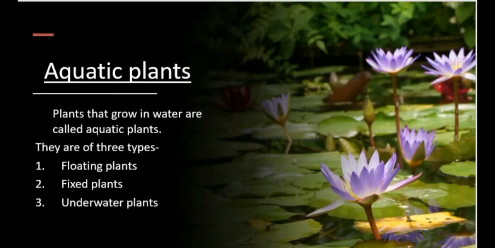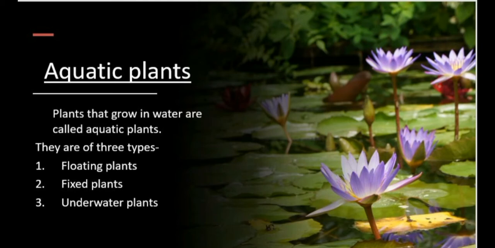Next we will learn about the second category, that is aquatic plants. Aquatic means water. So the plants that grow in water are called aquatic plants. They are of three types: floating plants, fixed plants and underwater plants.